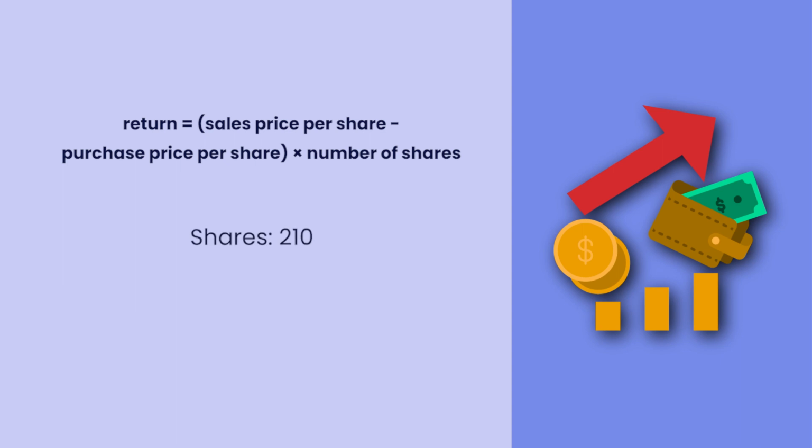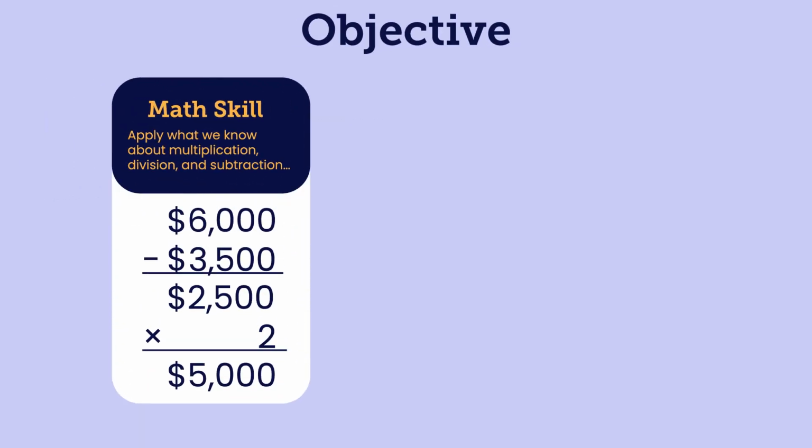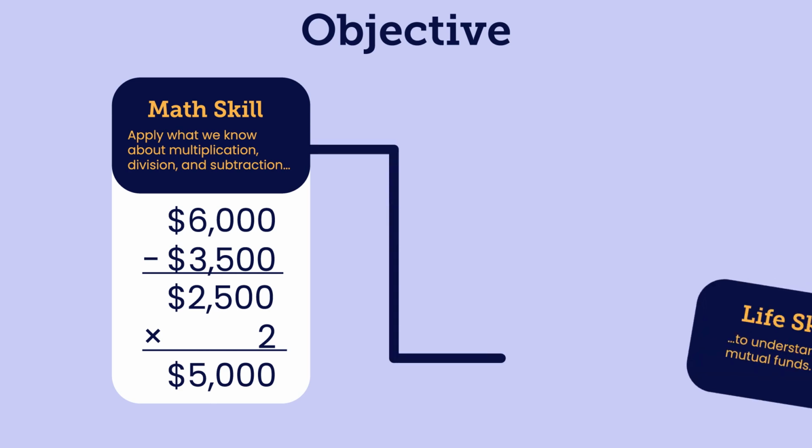So if Carmen buys 210 shares at $5.03 per share and 5 years later sells all her shares at a rate of $8.45 per share, what is her return on investment? $8.45 minus $5.03 times 210 simplifies to $3.42 times 210, which is equal to $718.20. So her return on investment will be $718.20.